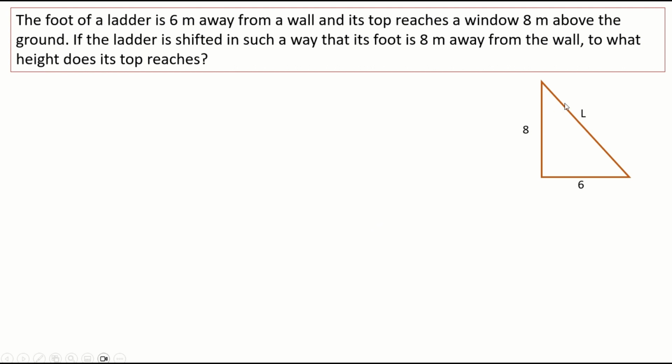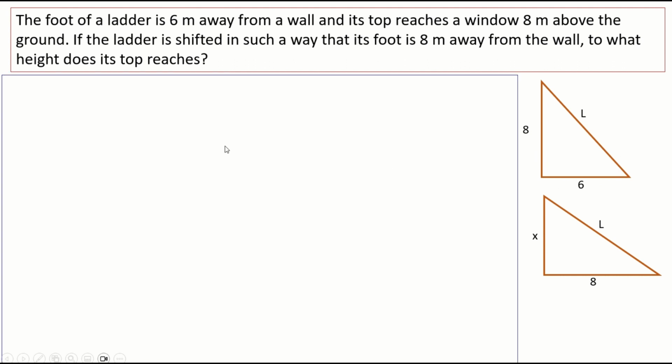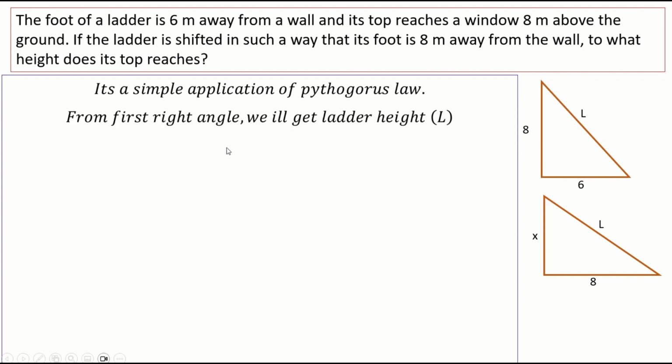This is L. If you put it 6 meters away from the foot of the wall, then it reaches 8 meters. The question is, if you put it 8 meters away from the wall, how much distance will it go? Both look very similar, right? I mean, right angle triangles, and you just need to apply Pythagoras theorem. In the first right angle triangle, you will apply Pythagoras theorem and get the L value. Okay, correct?